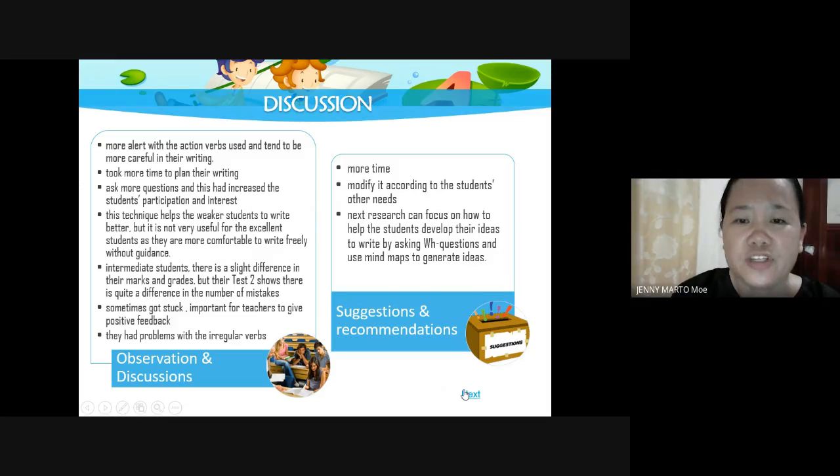And teachers can modify this technique or strategy according to the students' other needs, as I have said just now. If they have problems with the irregular verbs, then the teacher can modify this so that it suits the students' needs. And for next research, the focus can be on how to help the students develop their ideas to write by asking WH questions and using mind maps to generate ideas.